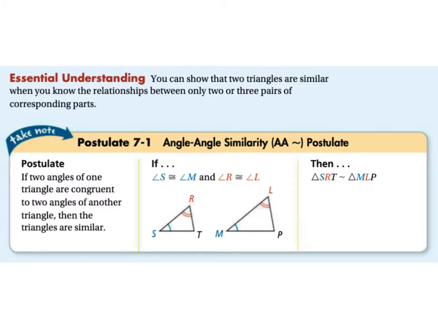So what we're doing now is similarity in triangles, getting back to triangles. And you can show that two triangles are similar when you know the relationships between two or three pairs of their corresponding parts. This first part is two. You'll see the other examples, the theorems, in a minute. But if you know two angles are congruent between two triangles, then you have angle-angle similarity.